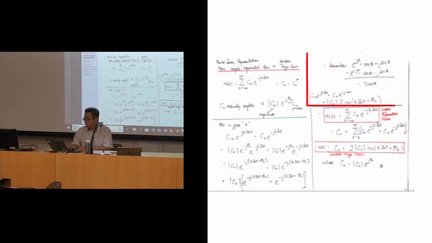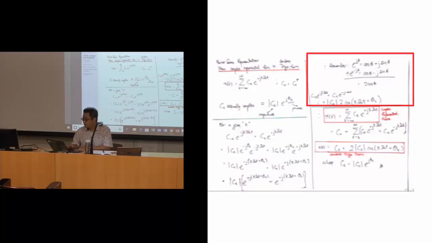Remember Euler's equation, e^(jθ) equals cos θ plus j sin θ, and e^(-jθ) is cos θ minus j sin θ. When we add e^(+jθ) and e^(-jθ), we get 2 cos θ. We realize that cos θ can be broken down into an e^(+jθ) term and an e^(-jθ) term.